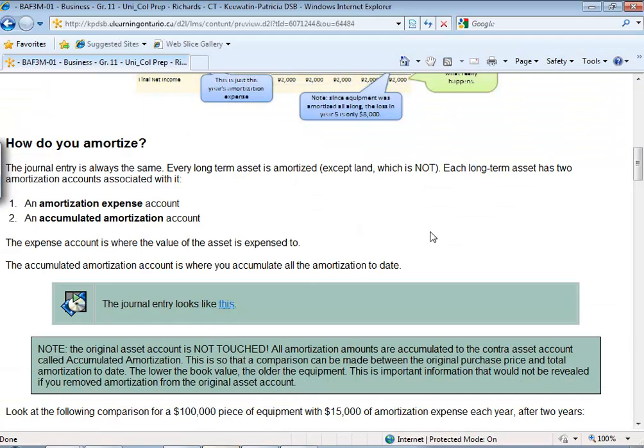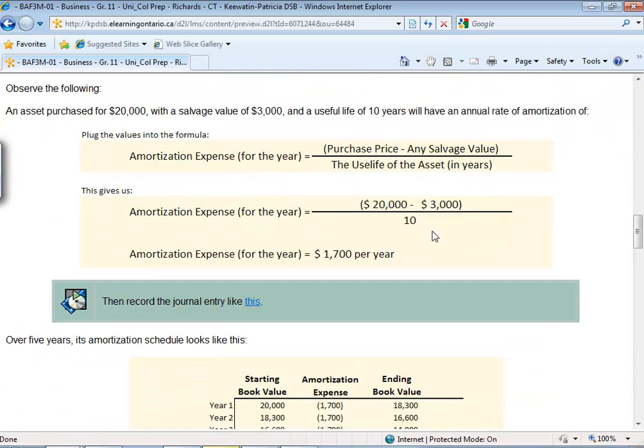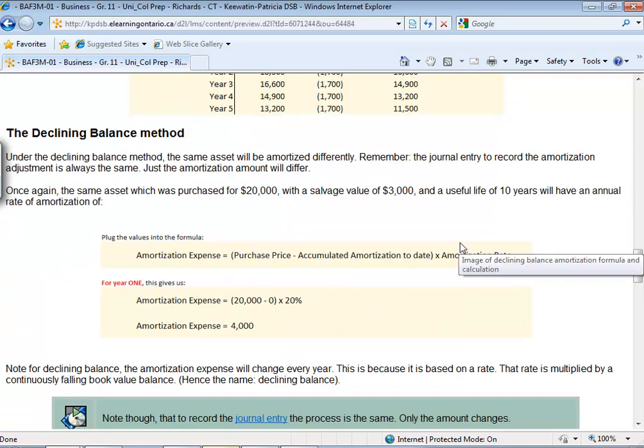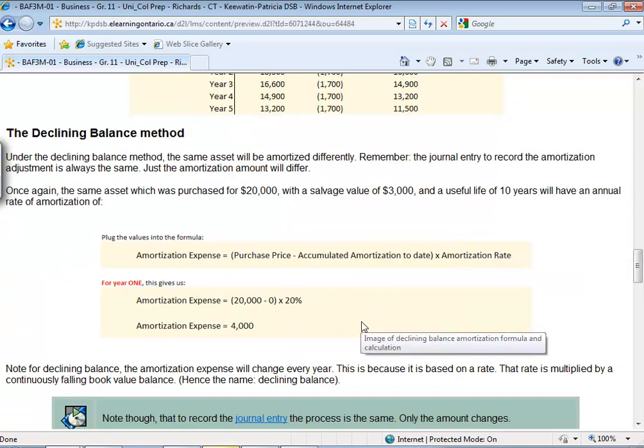Now the other method of calculating is the declining balance method, which is used a lot for equipment such as a vehicle. Vehicles lose their largest amount in the first couple of years and less as time goes by. And so that's why there's generally a percentage amount here. So the amortization expense that you're allowed in any one year is the original purchase price minus how much has been taken off to date, amortization to date, times some amortization rate.